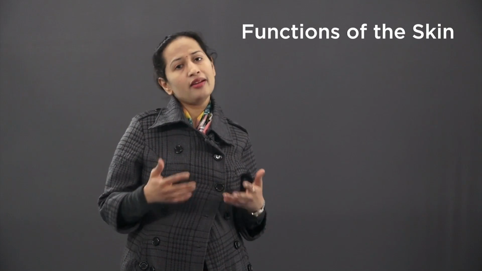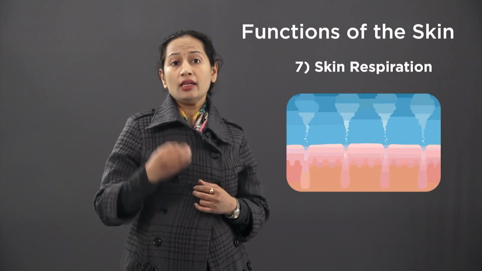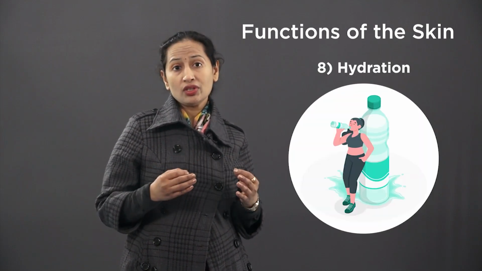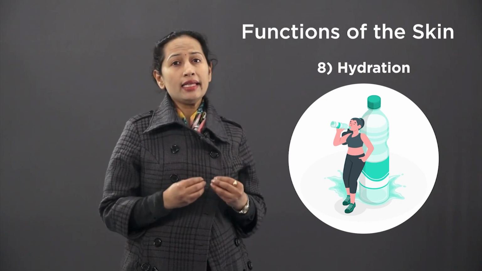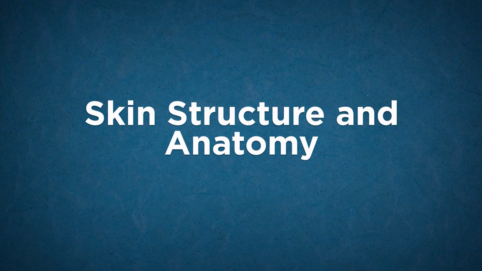The next function is respiration. To some extent, the skin breathes, taking in oxygen and vaporizing unwanted gases. The next function is hydration. The skin can hold moisture and this keeps it soft, supple and moist. Now let's see the skin structure and anatomy.